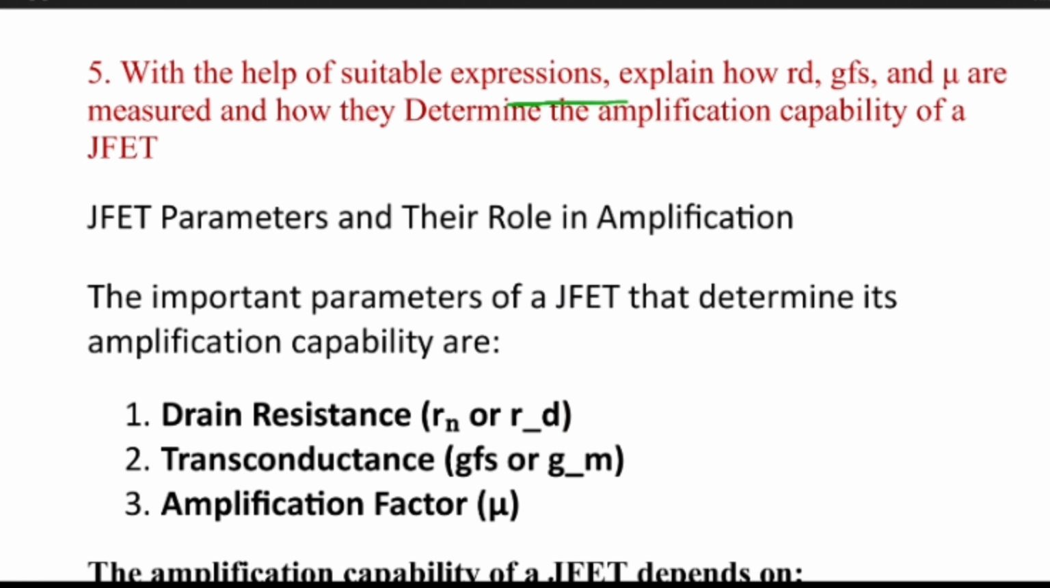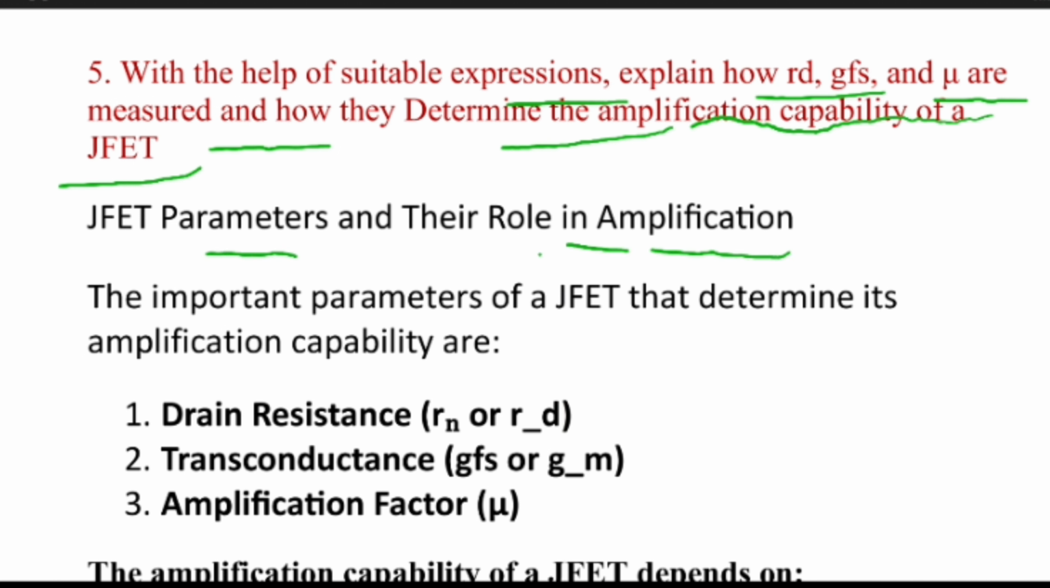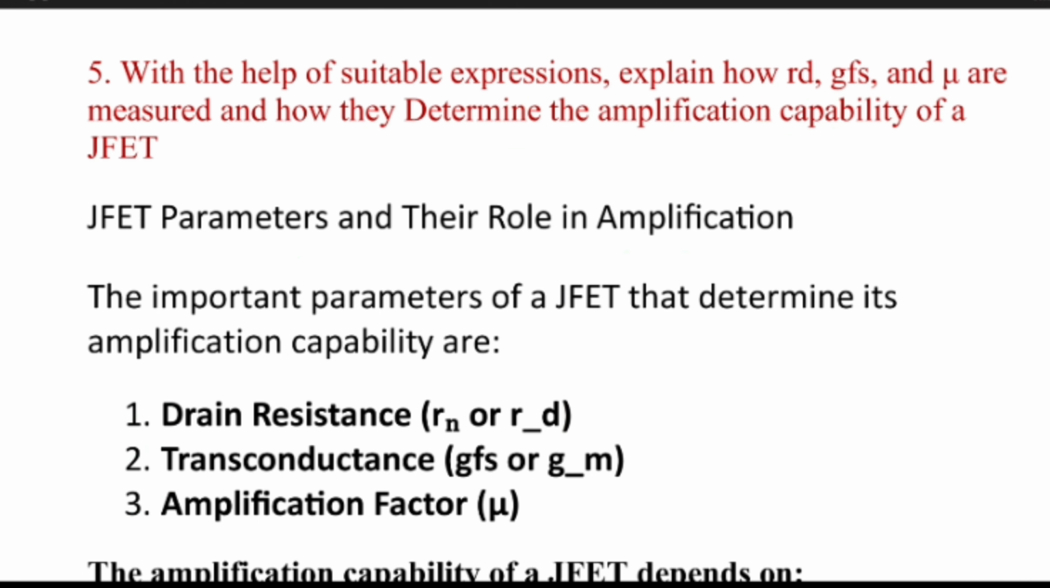With the help of suitable expressions, explain rd, gfs, and mu, and how they determine the amplification capability in a JFET. So these are the parameters. What are the parameters and their role in amplification? The important parameters are called drain resistance, transconductance, and amplification factor. Rd, or rn, you can represent; gfs or gm; and mu.